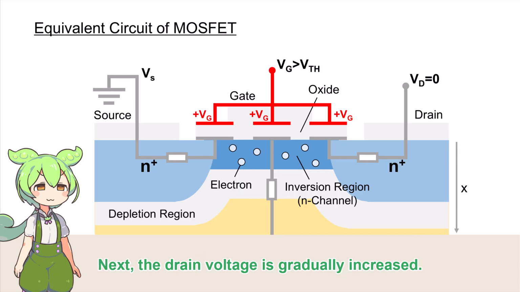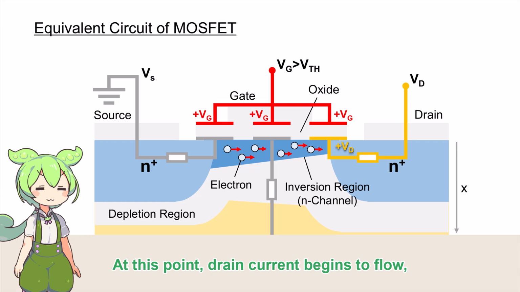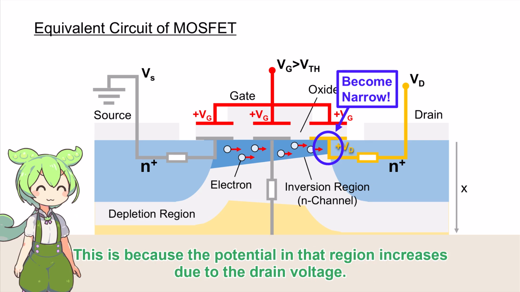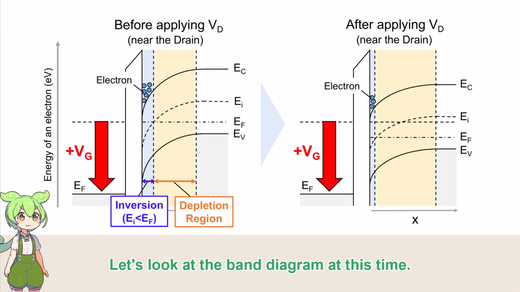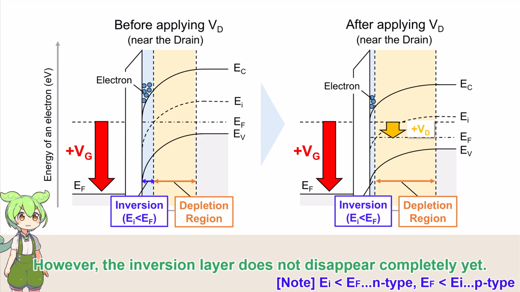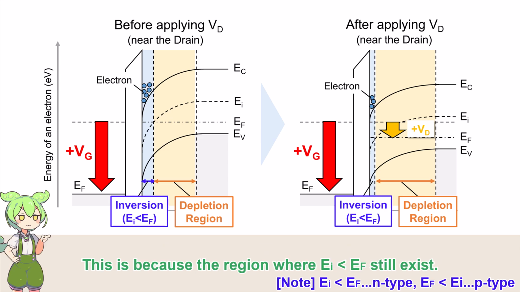Next, the drain voltage is gradually increased. At this point, drain current begins to flow. But simultaneously, the inversion layer near the drain gradually narrows. This is because the potential in that region increases due to the drain voltage. Let's look at the band diagram at this time. Note that Vd shifts the Fermi level downward, reducing the region where Ei is less than Ef. However, the inversion layer does not disappear completely yet. This is because the region where Ei is less than Ef still exists.